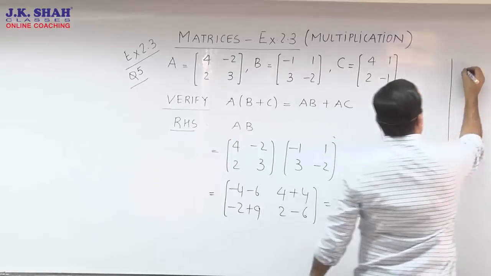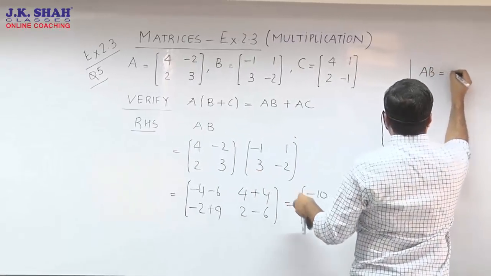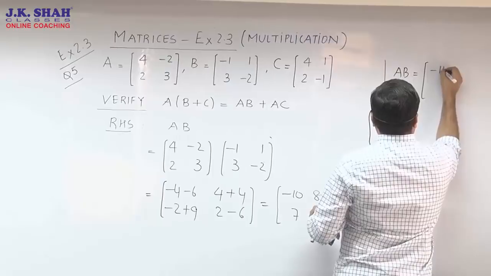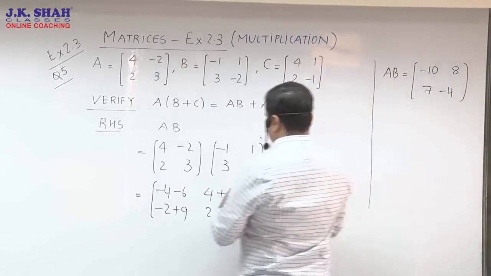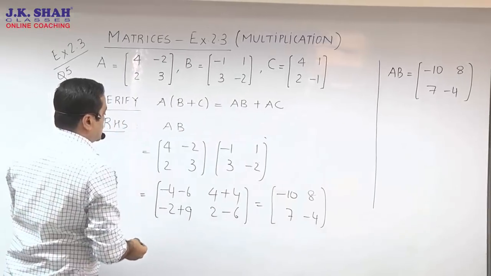I'll just copy my AB answer over here because I need to clean up my space for the next part. Minus 10, 8, 7, minus 4. We are solving in parts, so I will preserve my answers on the board. I expect everyone's answer is the same.